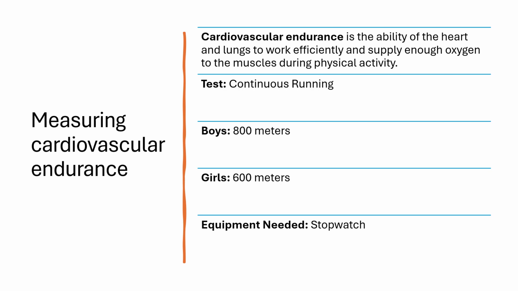Measuring cardiovascular endurance. Cardiovascular endurance is the ability of the heart and the lungs to work efficiently and supply enough oxygen to the muscles during physical activity. Test: continuous running. Boys 800 meters, girls 600 meters. Equipment needed: stopwatch.